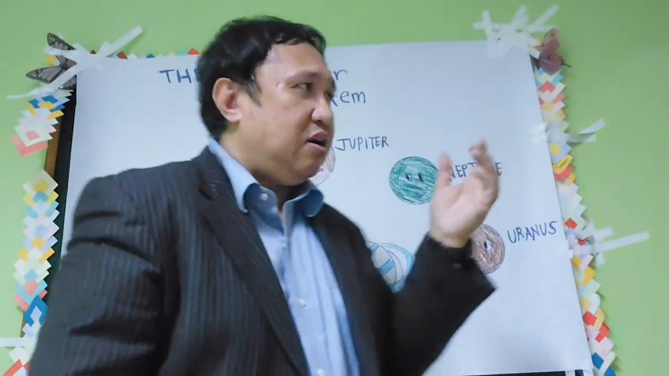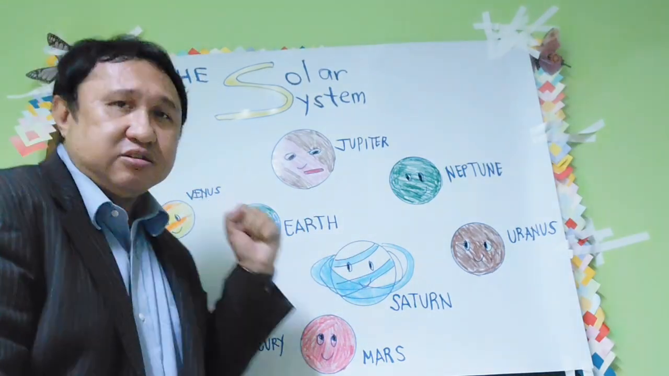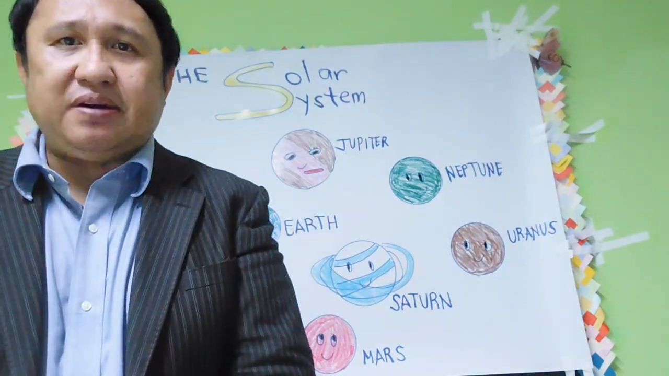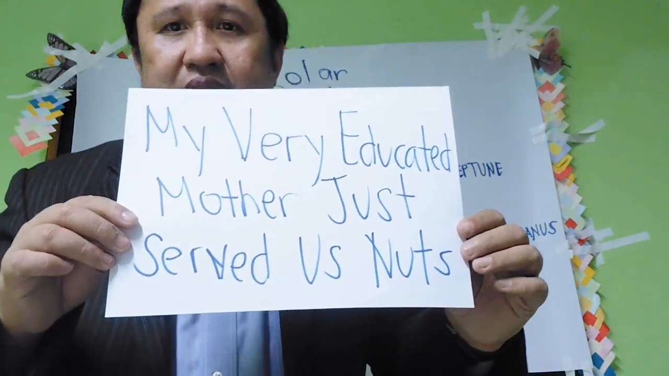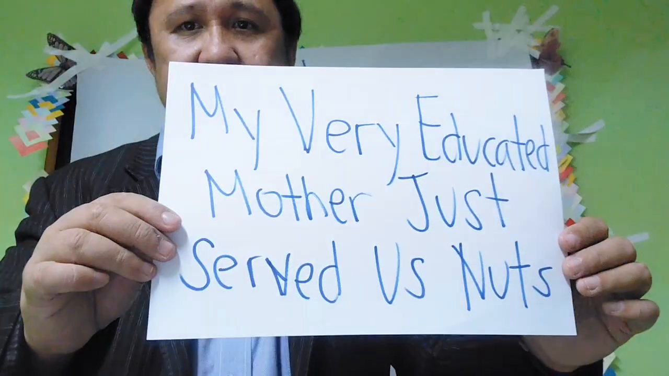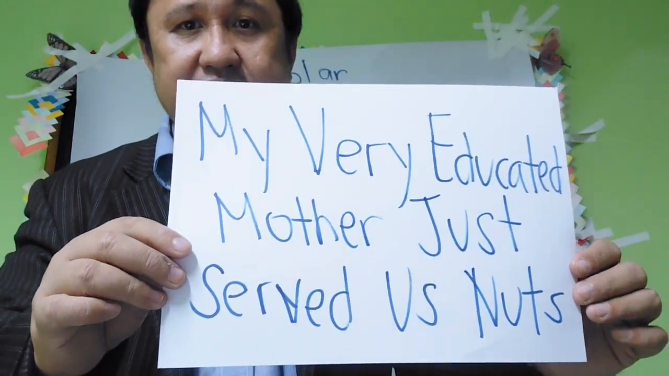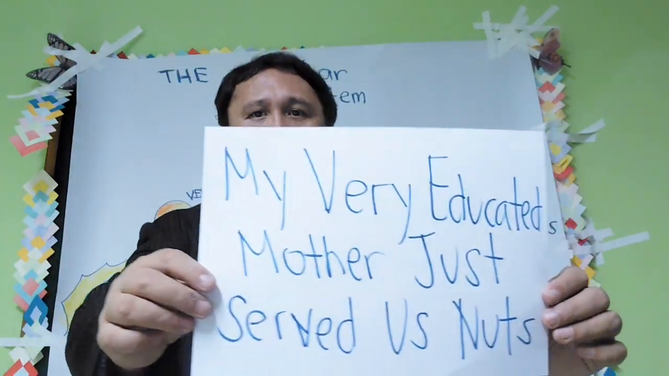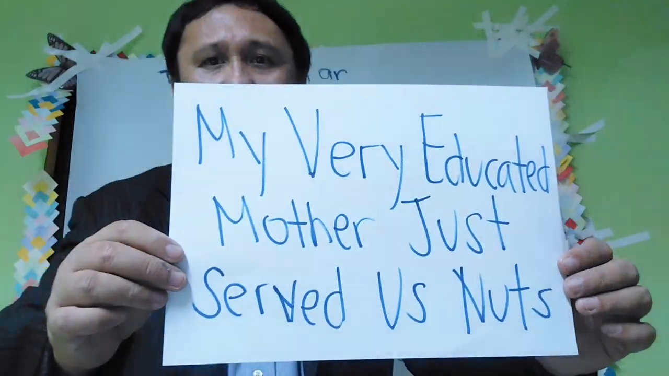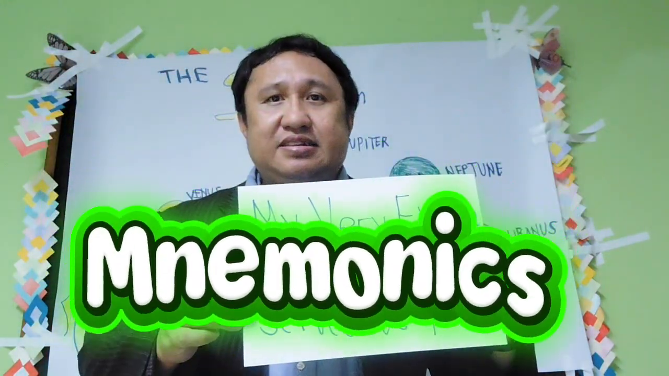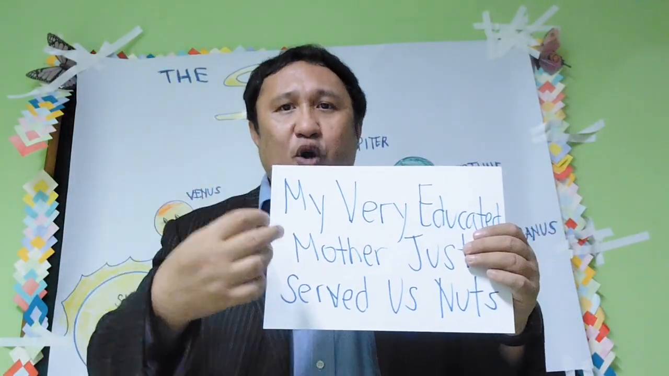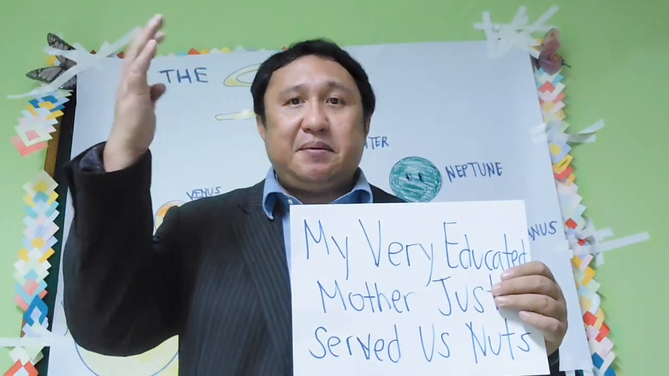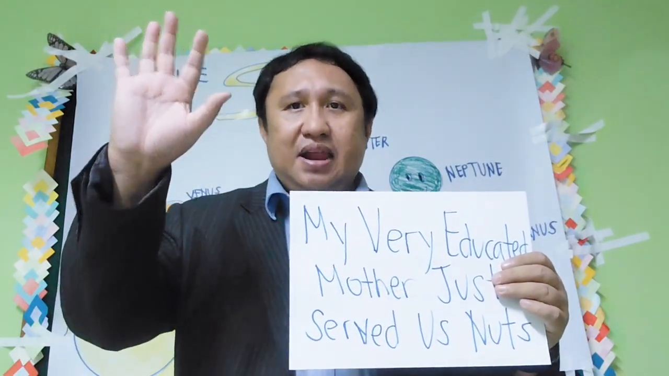So that we can remember the members of the 8 planets of the solar system, we have something that we can remember. My very educated mother serves us nuts. It's called mnemonics. Say the word mnemonics. So this is actually a group of acronym so that we can remember the members of the planets.